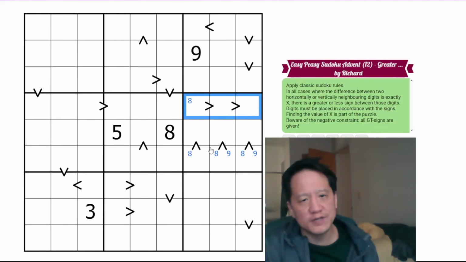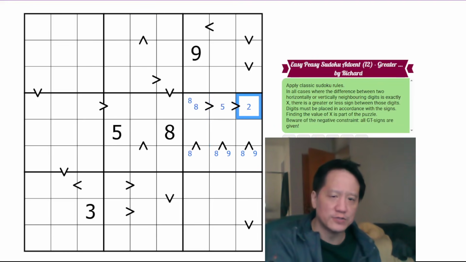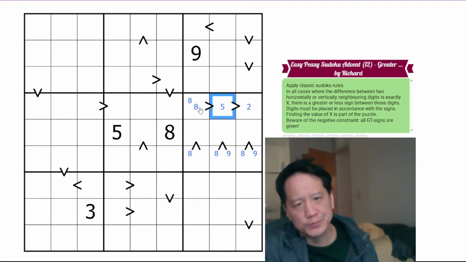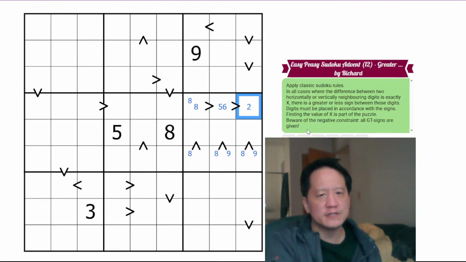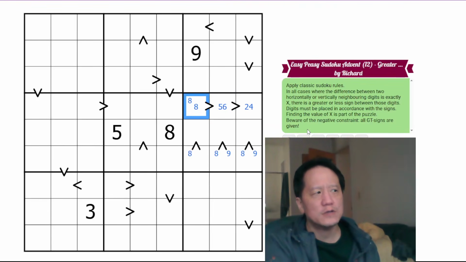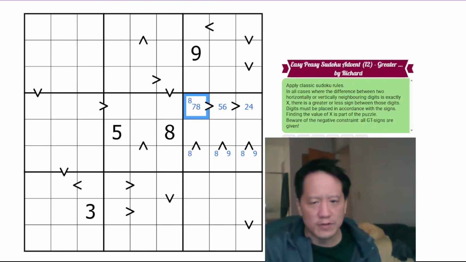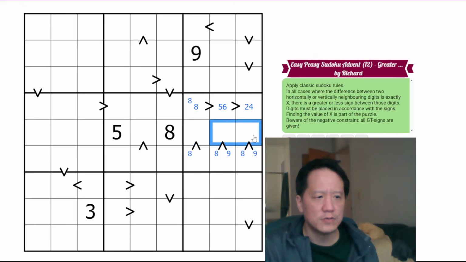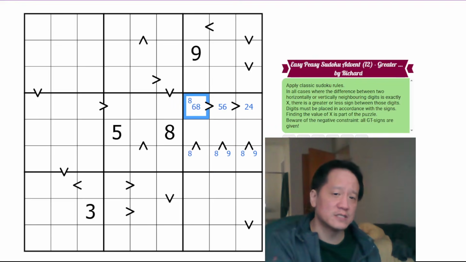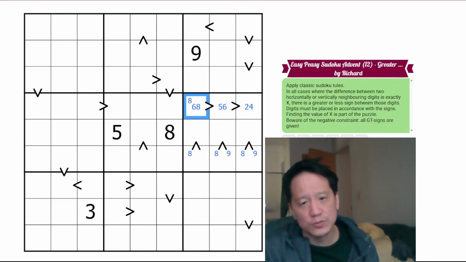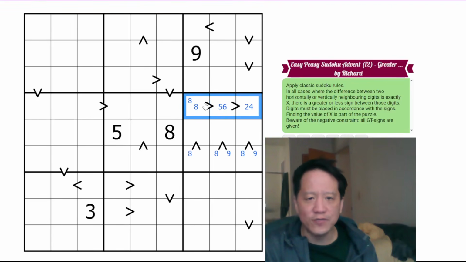So obviously if it's a difference of 3, this must be 8, 5, and 2. If the difference is 2, you could have 8, 6, 4. 7. You can't have 7 because this would be 9 here and then 7 here. You could have 6. No, you can't have 6, 4, 2. Oh, you can't have 8, 6, 4 either.